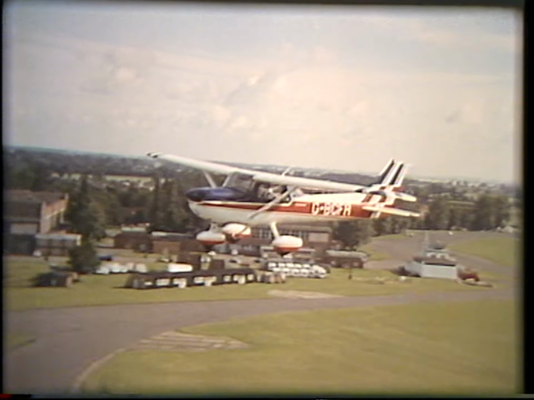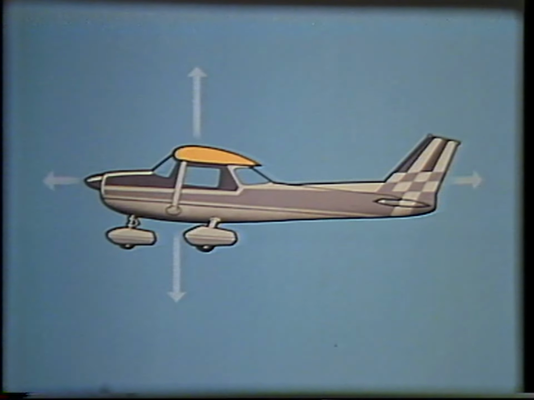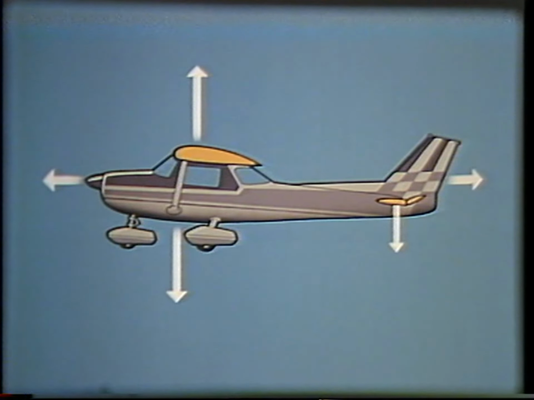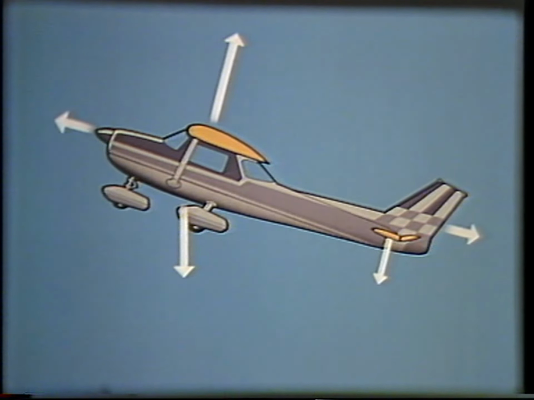Now let's look at the whole sequence in animation. The aeroplane accelerates to flying speed. The four forces are now in play. To rotate the aeroplane, we must put a download on the tailplane by raising the elevator. The angle of attack on the wing increases as the tail goes down, and lift becomes greater than weight.